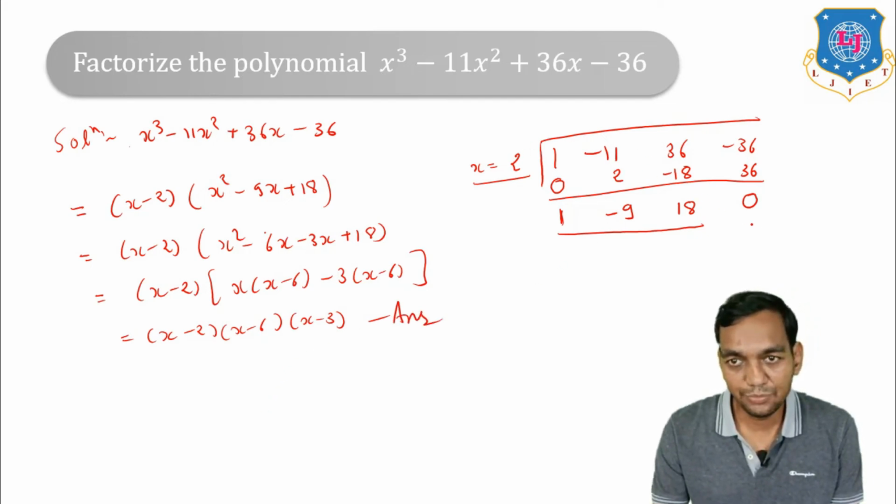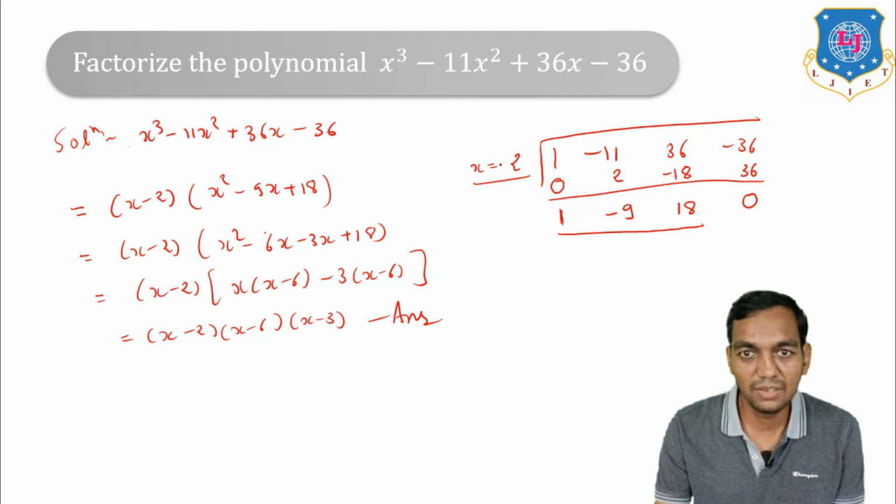Now suppose this is not 0, then you have to try with minus 2. Then again if it is not 0, then you have to try with 3, then minus 3. You have to continue in that manner. But whatever term you are writing here, it must be a factor of this 36 because here the coefficient is 1. Okay.